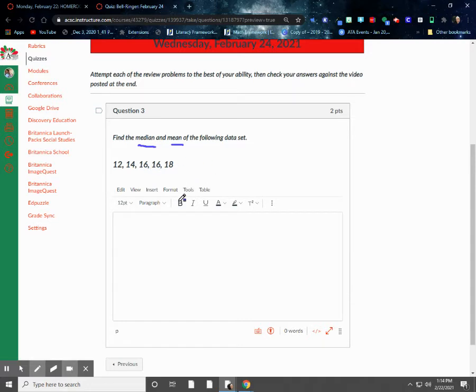Again, the median would mean the middle, so I'm going to put these in order. Actually, I've already done it for you. They're in order from least to greatest. And if they're in order from least to greatest, all you have to do is pick the one that's in the middle. So cross these guys out, cross that guy out. My median is 16.